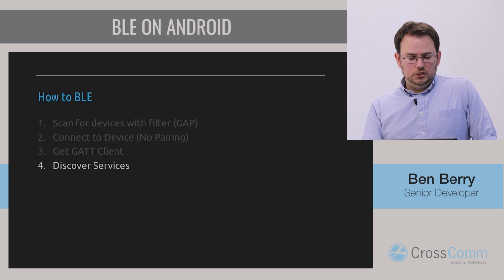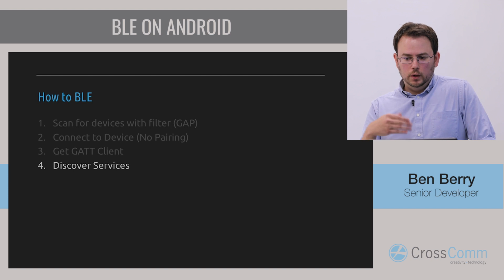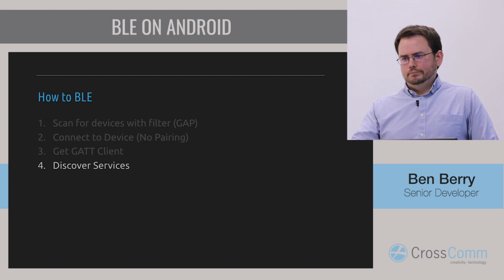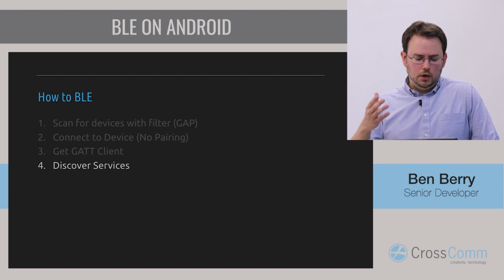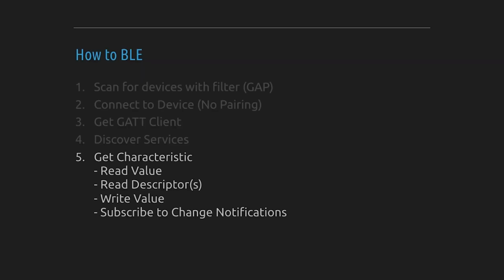We'll discover what services are available on this device. So we will run a command, and then it'll tell us, hey, this device supports heart rate monitor and temperature and clock, and whatever the thing supports, it can report that back. And then we'll start getting characteristics, read values, read descriptors, write the values, and then subscribe to notifications if we want to know when a characteristic changes.